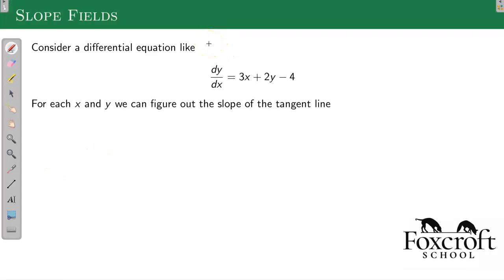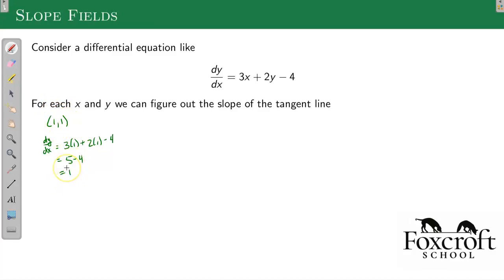So consider this differential equation: dy/dx equals 3x plus 2y minus 4. For every single x and y, we could figure out what the slope would be at that point. For instance, I could plug in (1, 1). The derivative, the slope of the tangent line, is going to be 3 times 1 plus 2 times 1 minus 4, and I get 1. So if (1, 1) is on my graph, the tangent line would have to have slope 1.